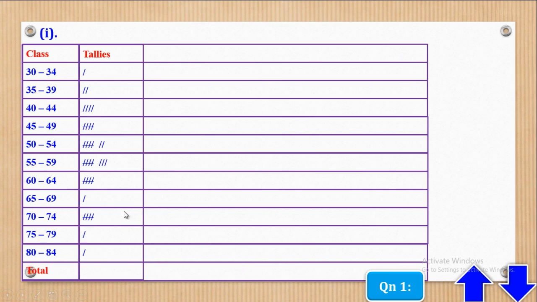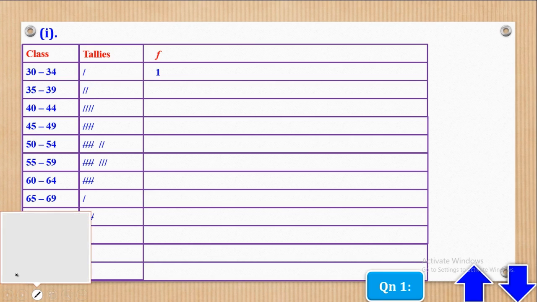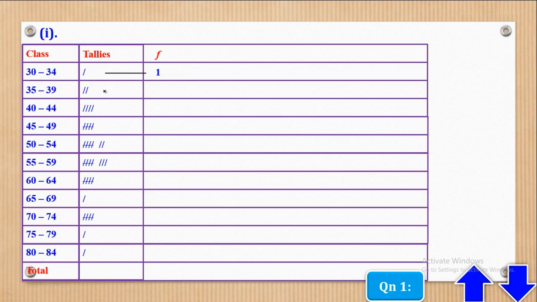So that has been our tallies. Next we shall now generate our column of frequencies. The column of frequency will be got from these tallies. The first one is 1, so we shall put here only 1. These are 2, we shall put here 2. Then these are 4 tallies, we shall put 4.